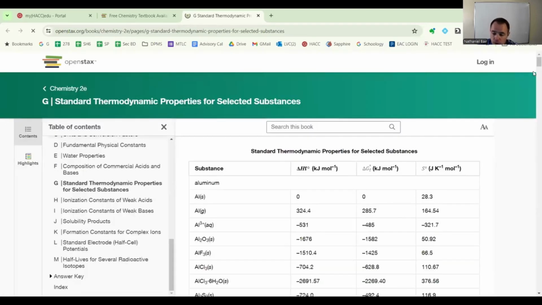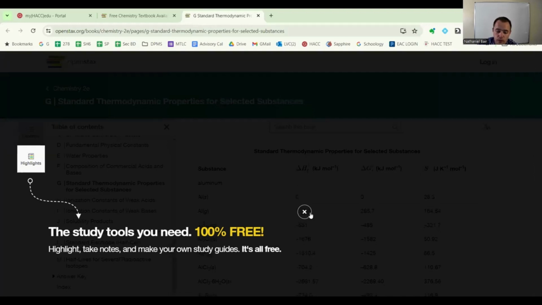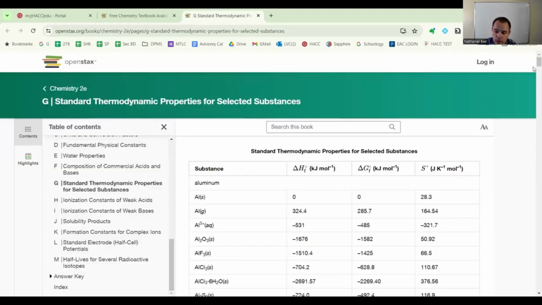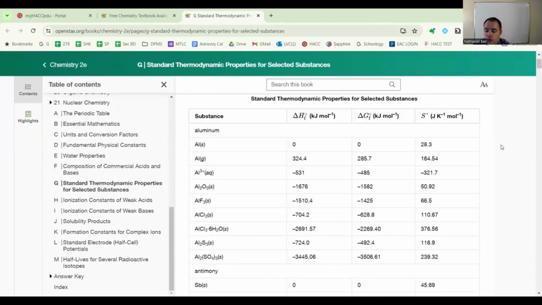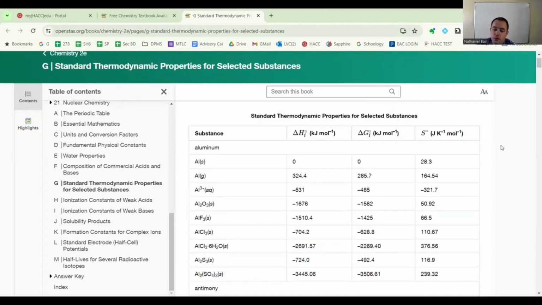You're going to find a big old chart of stuff, right? So let's first take a look at the top here. At the top, the first column is change in enthalpies.